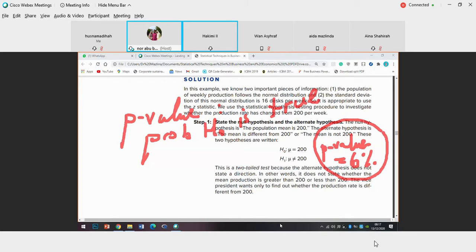Hakimi, kalau saya cakap kepada awak, okey, chance untuk awak betul adalah 6%. Macam mana perasaan awak? Kalau 6% perasaan dia, 6% rendah tu. Rendah kan? Okey, rendah. Yes, rendah. Okey, rendah sebab awak bandingkan dengan 90%, right?